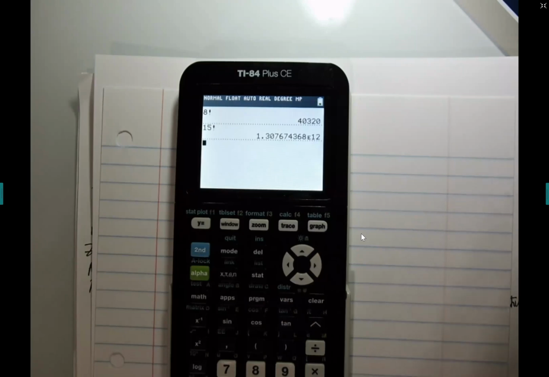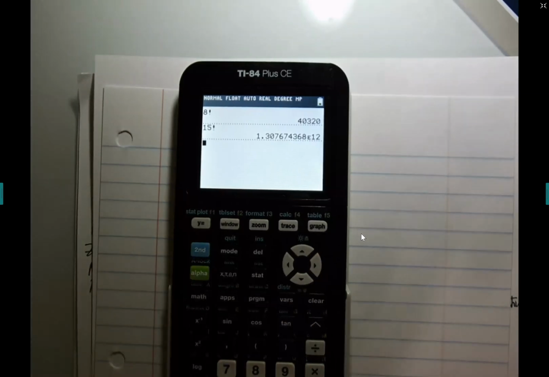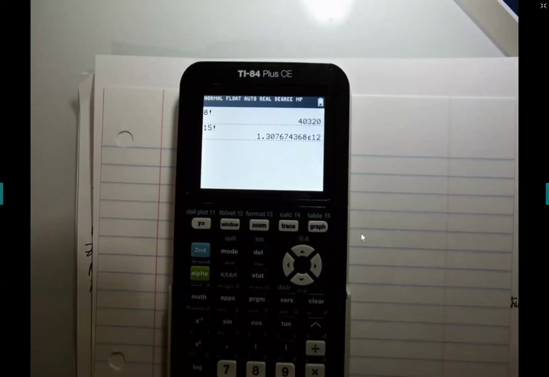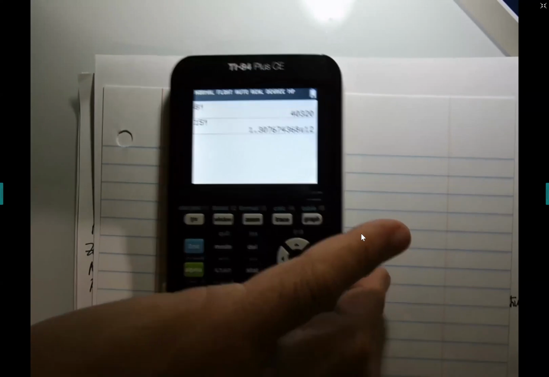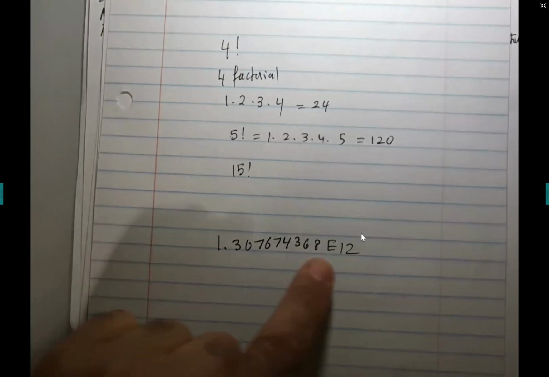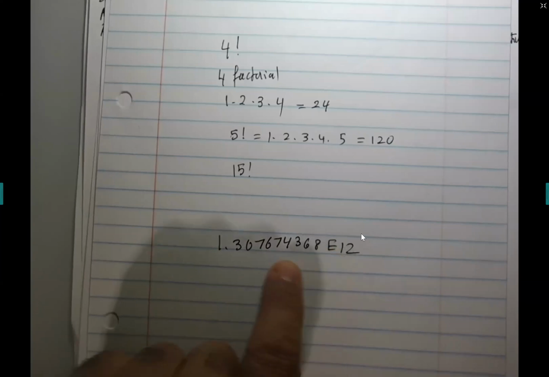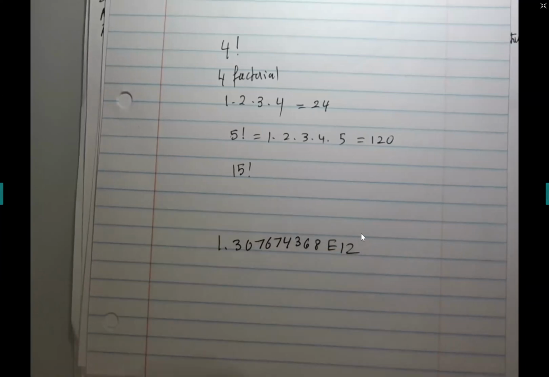Oh, let me write it down and show you how to read these numbers. All right, I wrote it down and let me explain how to read it. Does anyone have any idea what this means? It's 10 to the power of 12. But what does it mean? Let's say someone wants you to read this number. What do you say?